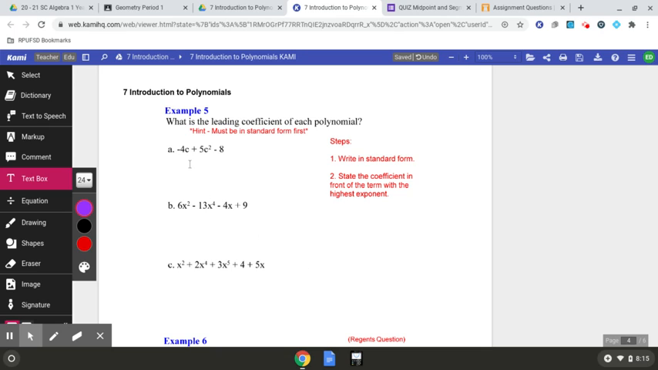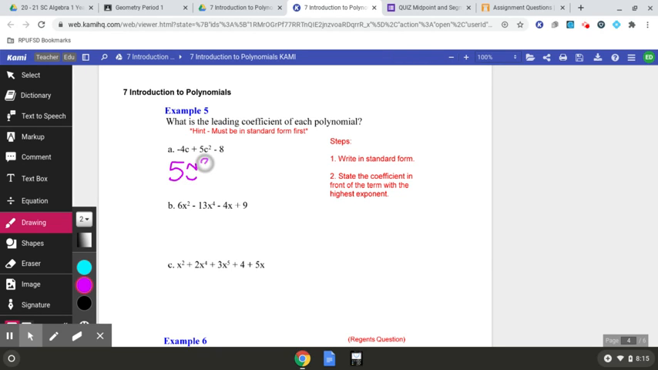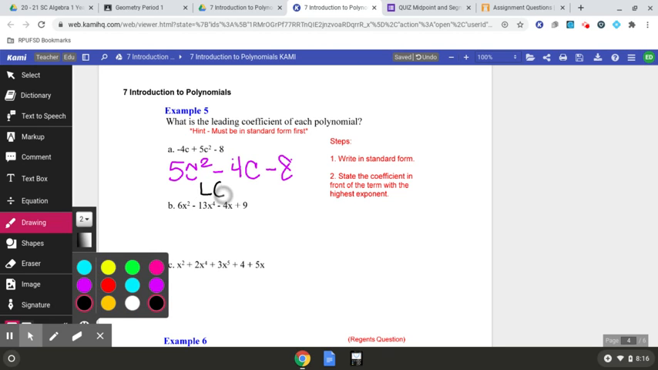Okay, so at this point you should have paused and tried. And now if we go over it, for the first one, the highest exponent would be this 2. So it would be 5c squared. Then I'd bring down the minus 4c, then the minus 8. So my leading coefficient is a 5.